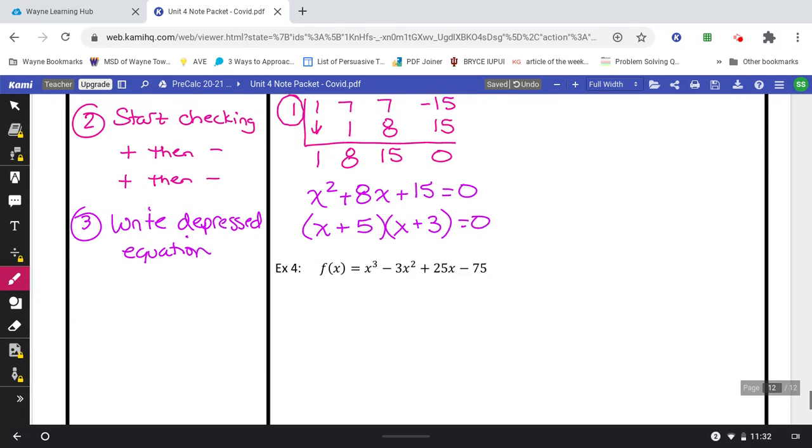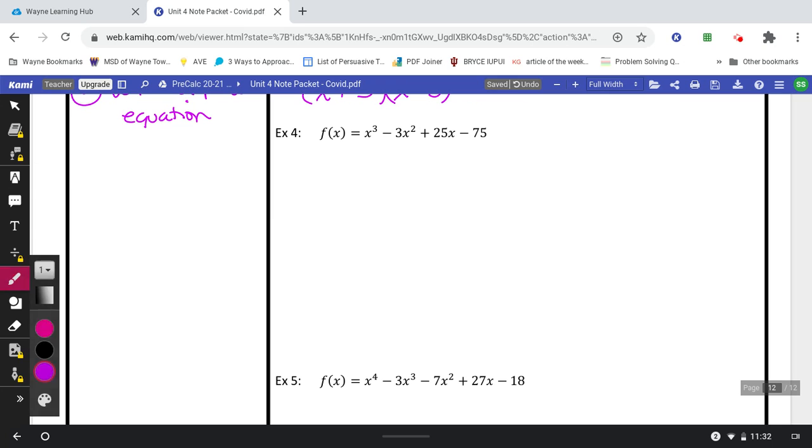All right, let's try example number 4. We'll do that same process here. We'll start by listing the P's and the Q's. Remember, P is always the last one, Q is always the first one. Another one where Q is 1. That's going to be helpful. Just know that's plus or minus 1. All the numbers that multiply to 75.